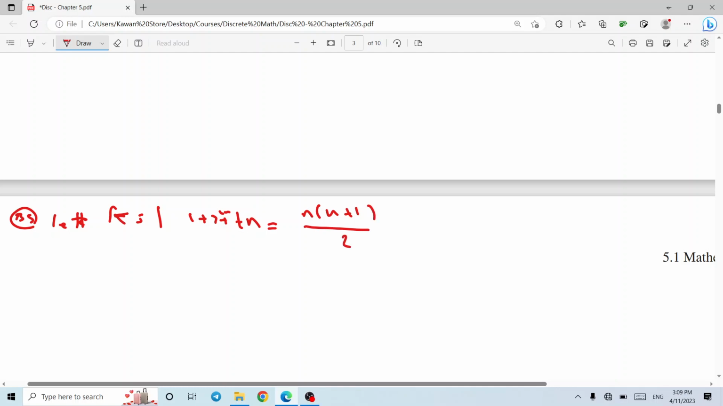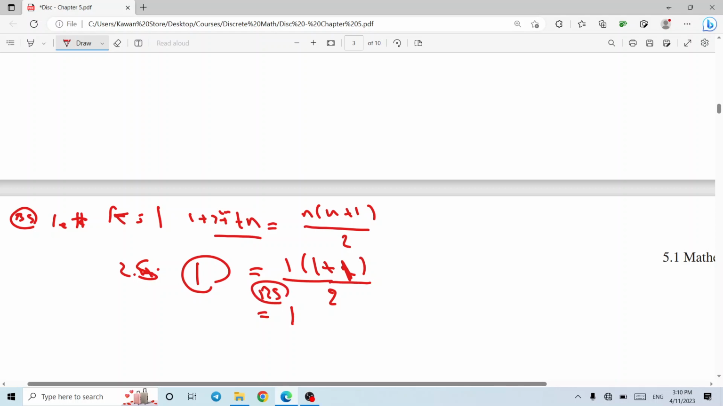So I put k to be 1 in the first step. Of course at the first step I have only 1 on the left side. How about the right side? I get 1 plus 1 over 2, which is 2 over 2, equal to 1. So the left side is equal to the right side. This means the induction is true for the first step.